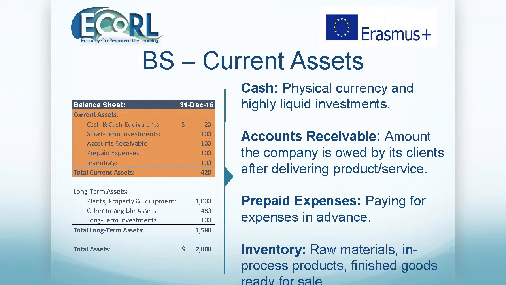Lastly, inventory is a very important item in the current assets. Inventory represents raw materials or materials that are in process or products ready to be sold that have not been sold yet and will be sold in the future, and as they are sold, they generate cash flows in the future. So these are also included in current assets.